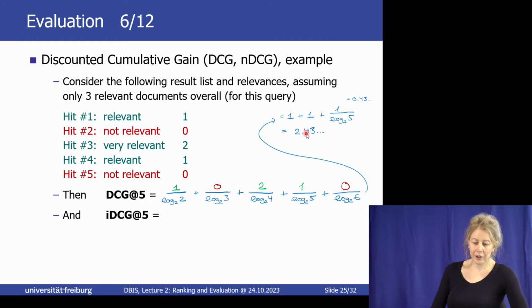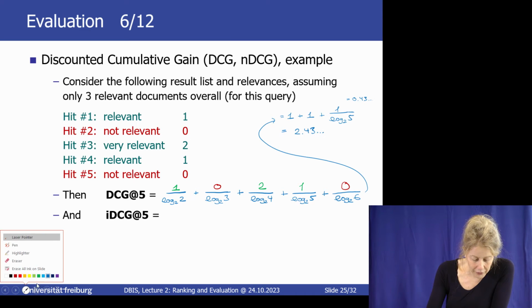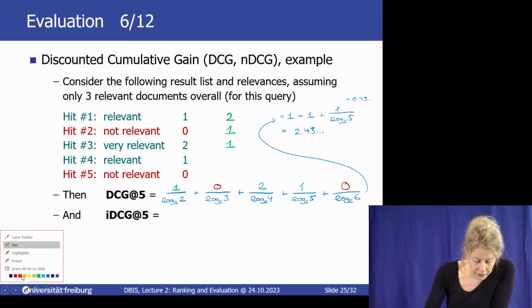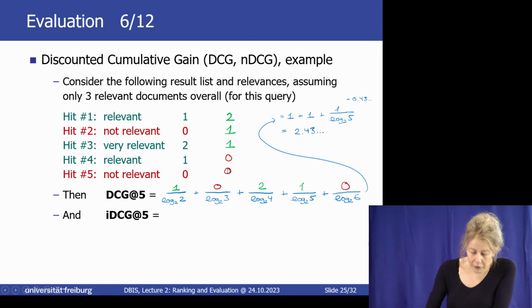So what we are doing, we are also computing the best version of this. And now it will also become clearer why we do the logarithm in the denominator. So what would be the best ranking here? Which one should be at the top in the best case? The very relevant one. So in the best case, it should look like this. I have the very relevant one here, the other two relevant ones next, and then I have the not relevant ones here. And now let's compute that number.